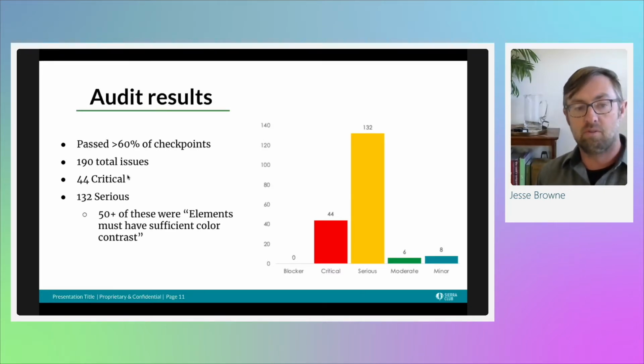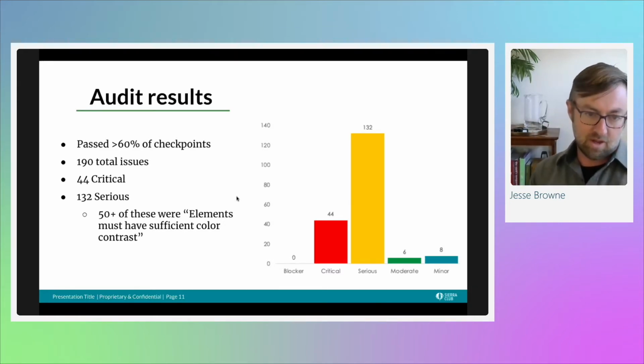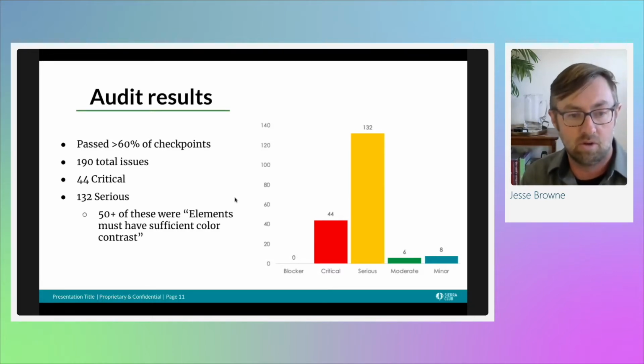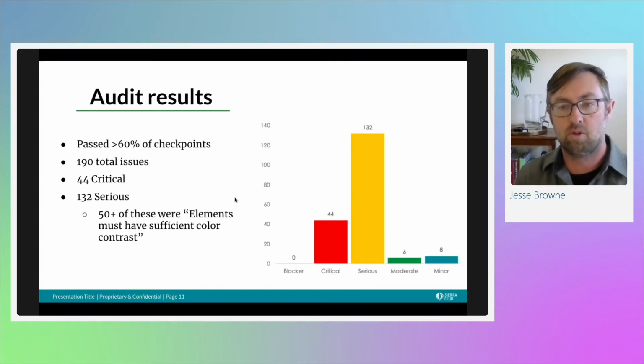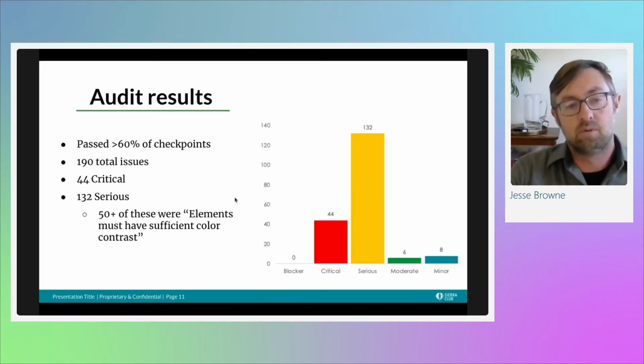132 were serious. As it says on the slide there, 50 plus of those were elements that didn't have a sufficient color contrast between mainly the font of text and the background color of a button or something like that, or maybe like an alert that spread across the page, and the contrast ratio wasn't sufficient to be visible for people with maybe vision impairments or whatever. So that was a bulk of the work was in our color palette. I was pretty happy we were able to fix all the critical ones, but we weren't able to address all of them for various reasons, which we'll go into in a minute.